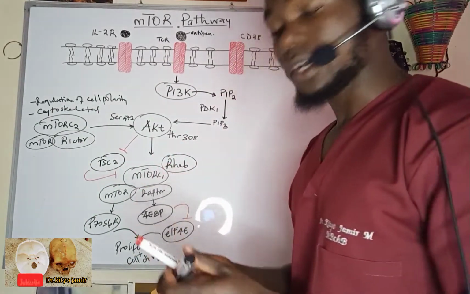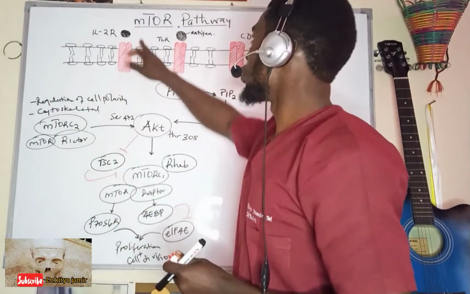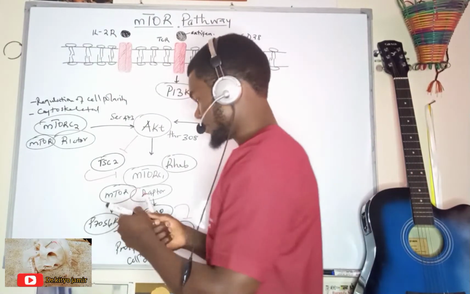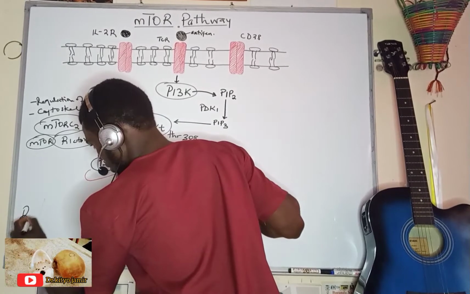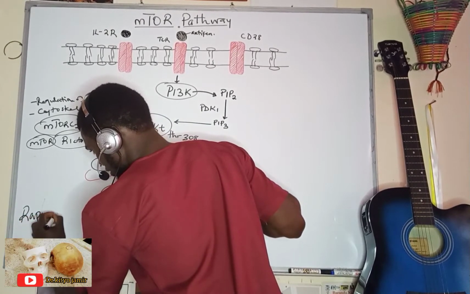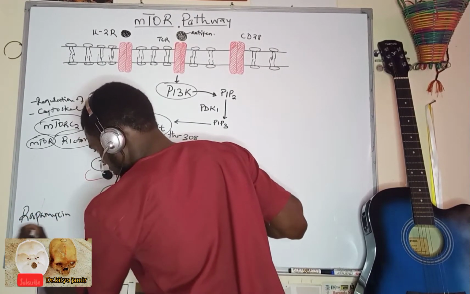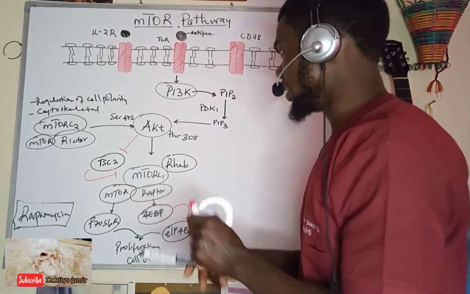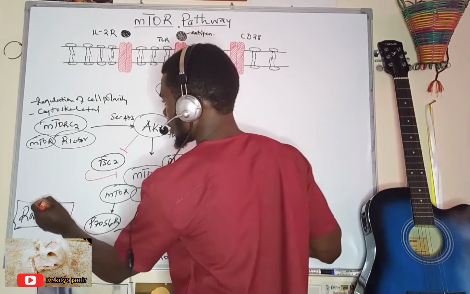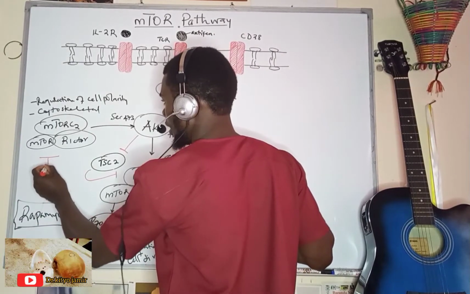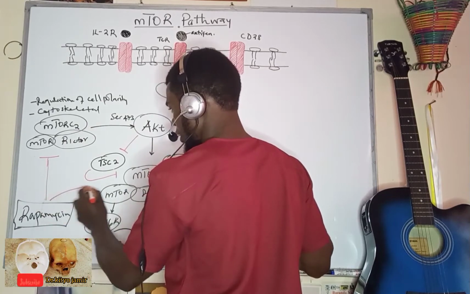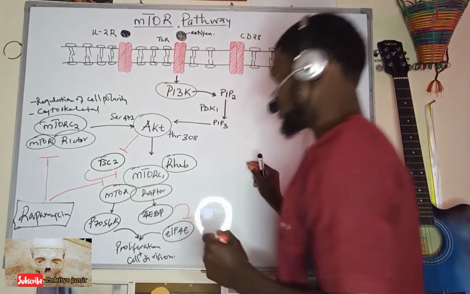Now we have a drug. Since mTOR is mammalian target of rapamycin, we have a drug called rapamycin. So rapamycin acts to inhibit both mTOR C2 and as well inhibit mTOR C1.